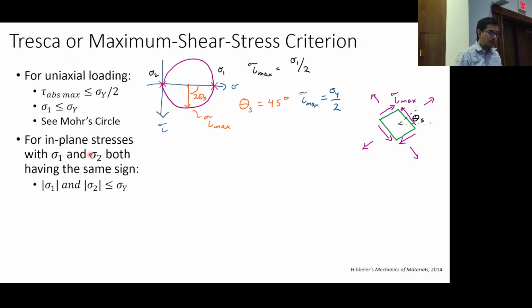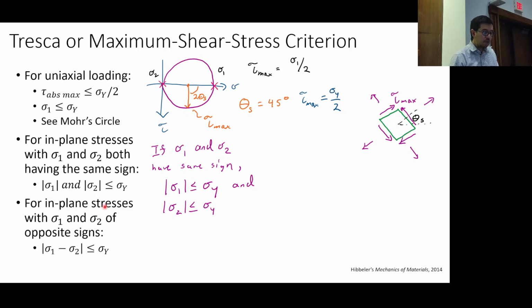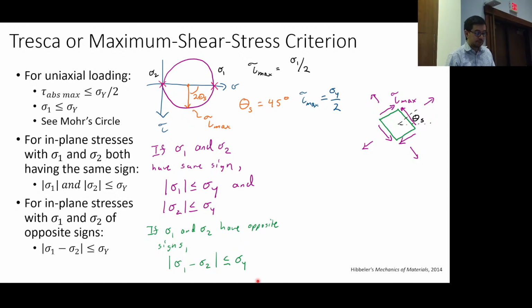Okay, for in-plane stresses with sigma 1 and sigma 2 both having the same sign, so sigma 1 and sigma 2 are both positive, or both negative, then you can say that sigma 1 has to be less than or equal to sigma y, and sigma 2 has to be less than or equal to sigma y. If they have opposite signs, then the absolute value of the difference of these two has got to be less than sigma y, or the Sy. Okay.